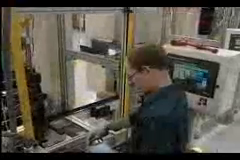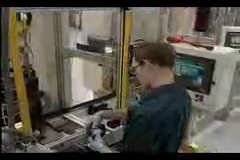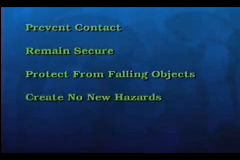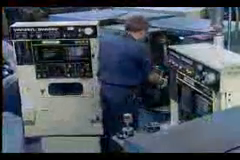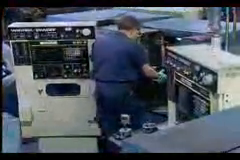They can be fixed guards provided by the machine manufacturer, or presence sensing devices designed to stop the machine when an employee passes through an invisible barrier. The purpose and requirements of machine guards are to prevent contact, remain secure, protect from falling objects, create no new hazards, and not impede proper operation of the machine.